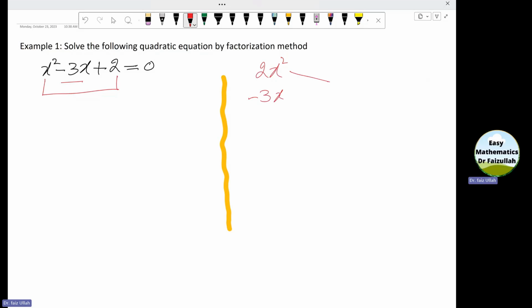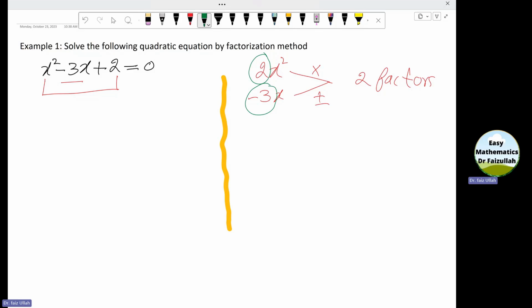In the next step, we need to find two factors such that when we multiply those factors, we get 2x square. And if we add those two factors or subtract those two factors, we get minus 3x. For the time being, just ignore the variable. We need two numbers whose product is 2, and if we add or subtract, we get minus 3.